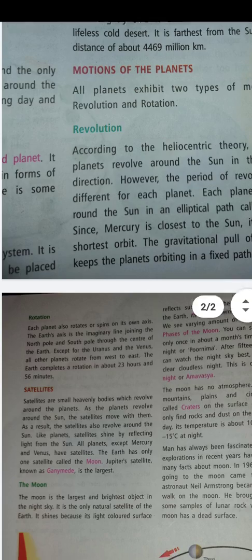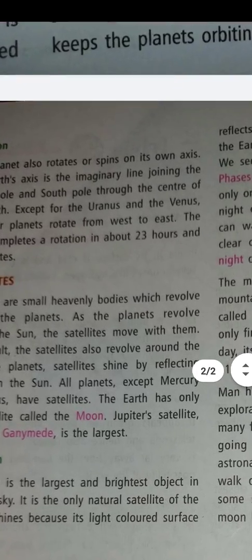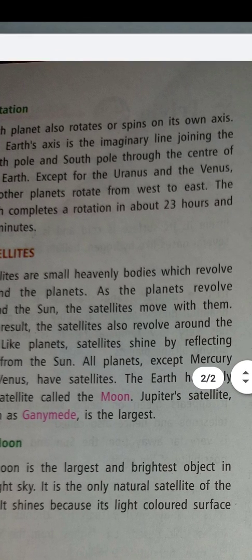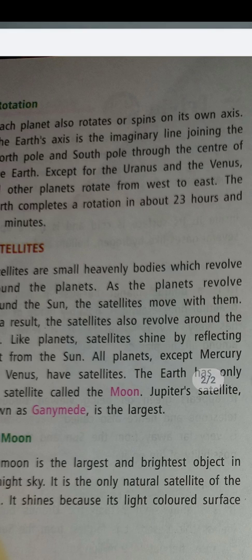orbiting in a fixed path. Now the second topic is rotation. Each planet also rotates or spins on its own axis. We have discussed revolution. Revolution meant that they were moving around, but rotation means that they will not move from their place. They will rotate on their own axis, they will move only on their own axis.